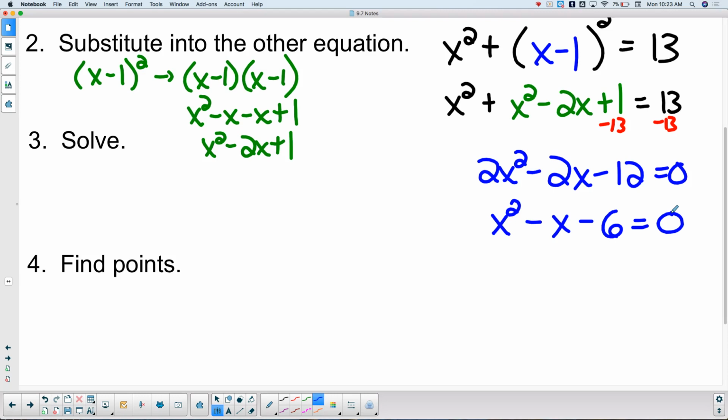How am I going to solve this one now? Say it loud. Factor it. Are there two numbers that multiply together to be negative 6 and add to be negative 1?